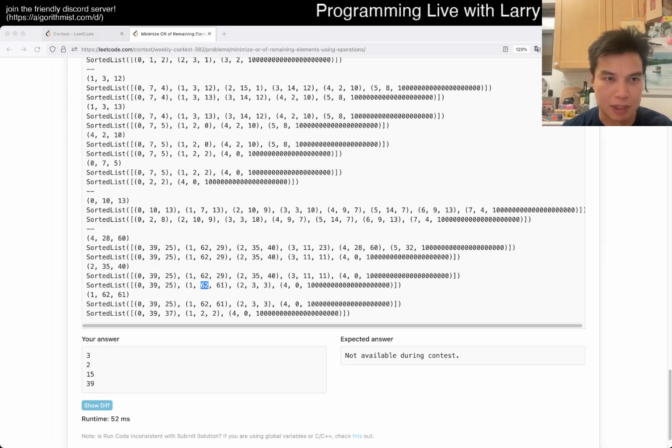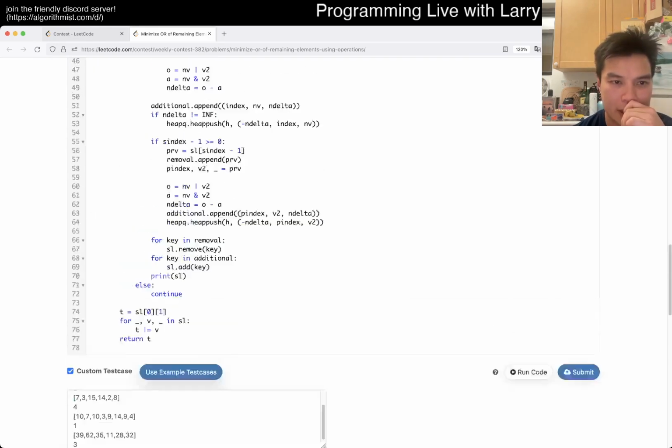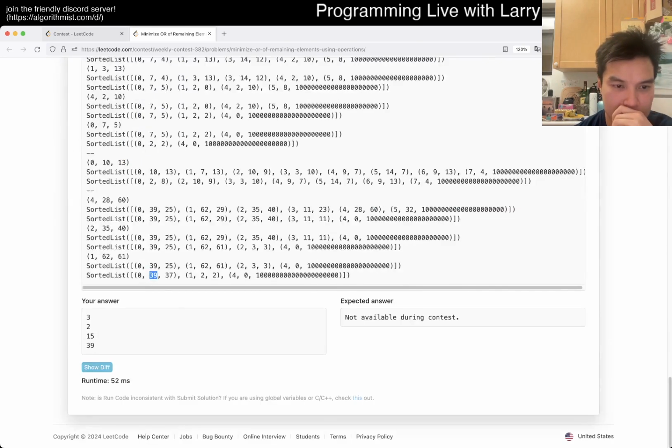Bitwise calculator. I need a bitwise calculator. So 62 and 3, and it's going to be 2, or it's going to be 63. So 61 is right. How do you get 38? I guess that's the question.